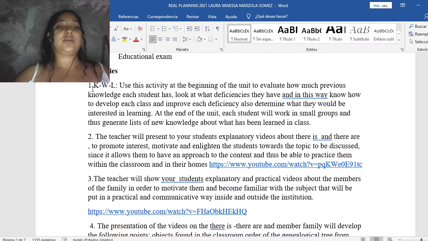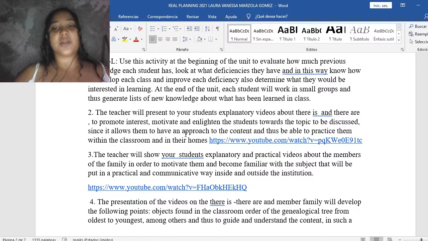First, KWL. Use this activity at the beginning of the unit to evaluate how much previous knowledge each student has. You look at the deficiencies, develop them each class, and improve them, and also determine what they will be interested in learning, or what the interests of your students are. At the end of the unit, each student will work in small groups and generate lists of new knowledge about what has been learned in class.